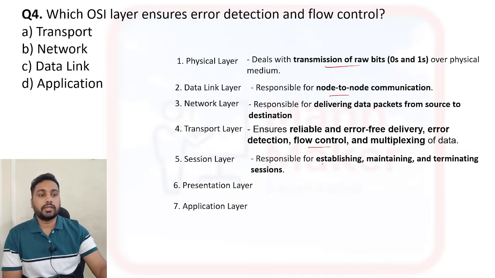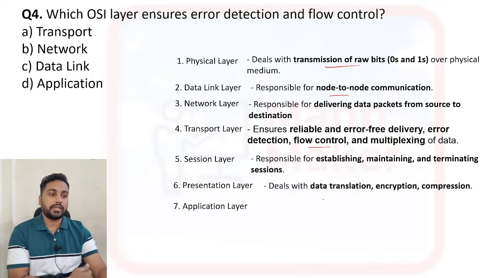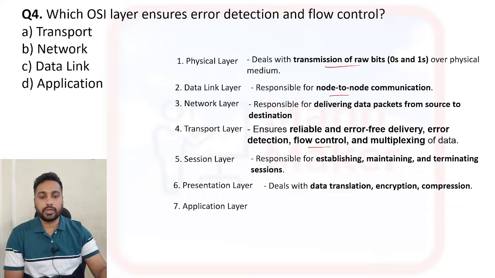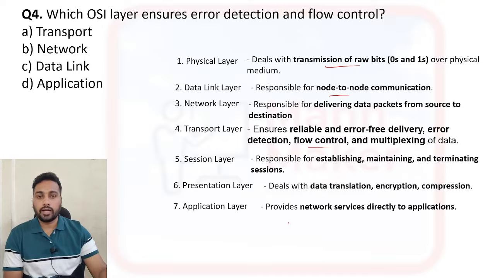The session layer is responsible for establishing, maintaining, and terminating sessions. The presentation layer deals with data translation, encryption, and compression. The application layer provides network service directly to the application. So these are the functions of these layers, and you need to remember the functions of all 7 layers. Here they have asked which layer ensures error detection and flow control. Error detection and flow control are ensured by the transport layer. So option A is the right answer.